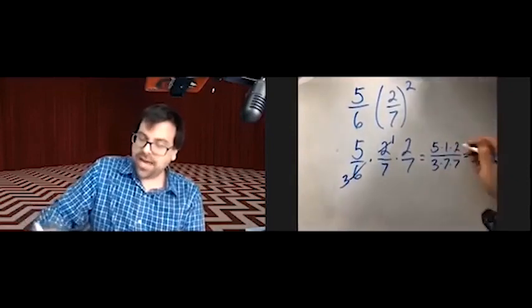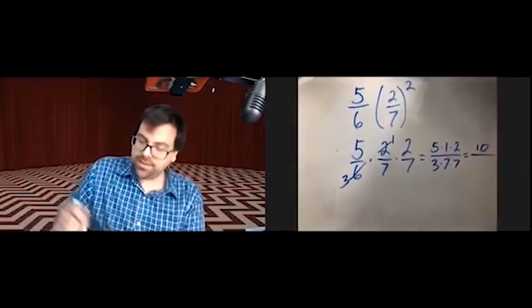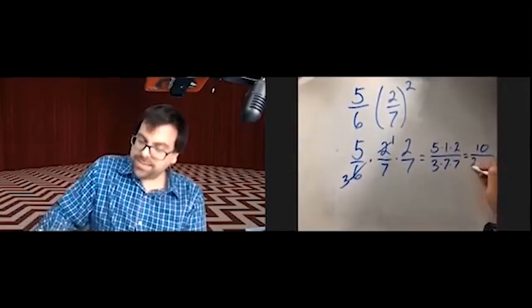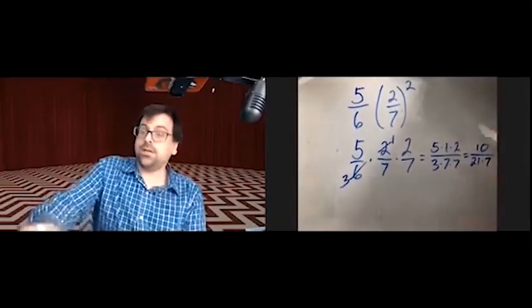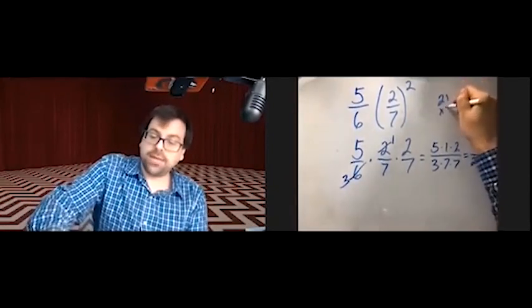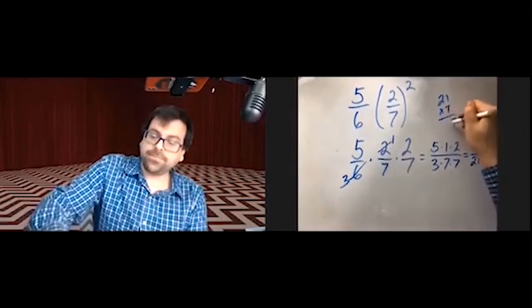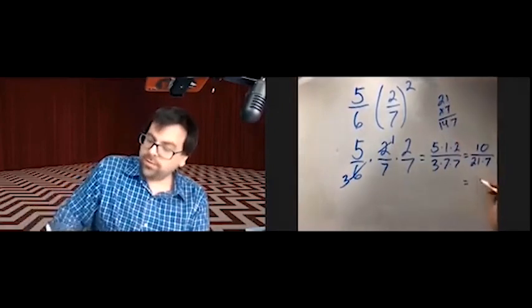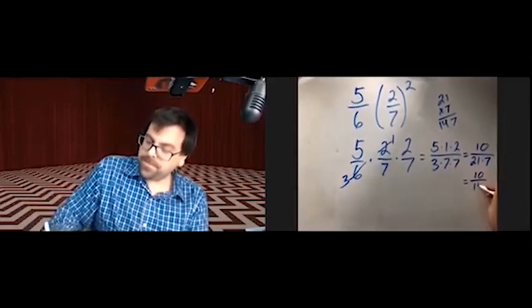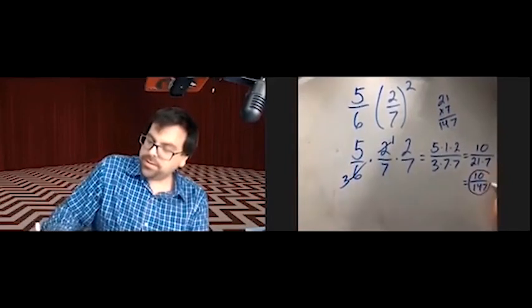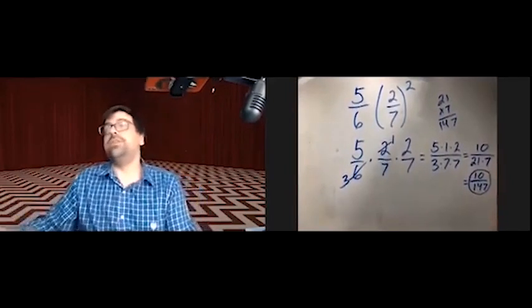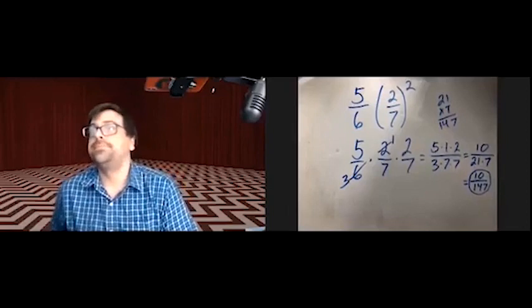5 times 1 is 5, times 2 is 10. 3 times 7 is 21. 21 times 7 is 147. 10 over 147 is the answer.